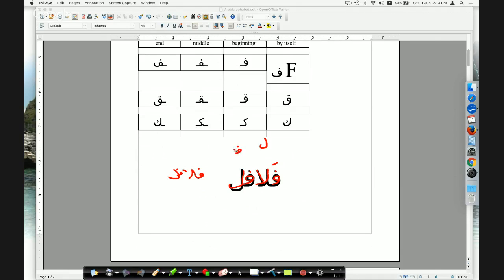fa, la, connect, fa again, and connect. Falafel. Are we good?